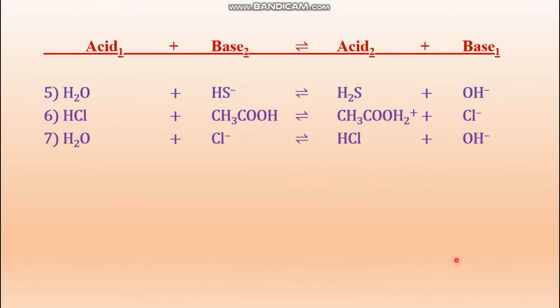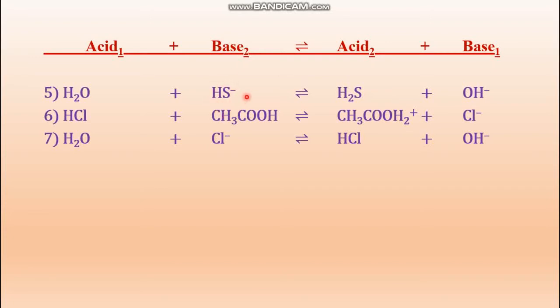Now we move on to example number 5, 6 and 7. Now here we find that HS minus, the bisulfide ion. So give an example of a species which contain bisulfide ion. Suppose sodium bisulfide, NaH... I'm sorry. This is sodium bisulfide, NaHS.